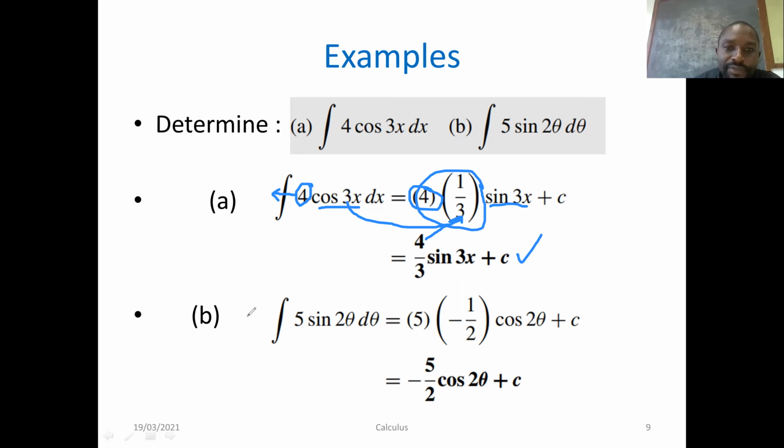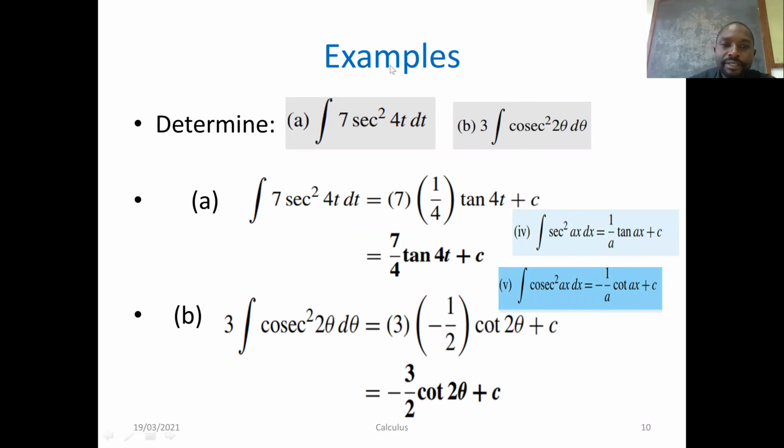The second example is 5 sine 2 theta d theta. You are integrating with respect to theta. Again, this 5 is a coefficient. It can be taken outside the integral sign. And then you have 5, which is basically this 5 here. Then the integral of sine 2 theta is minus cos 2 theta divided by this 2 here. And then simplifying this, you get minus 5 over 2 cos 2 theta plus c.